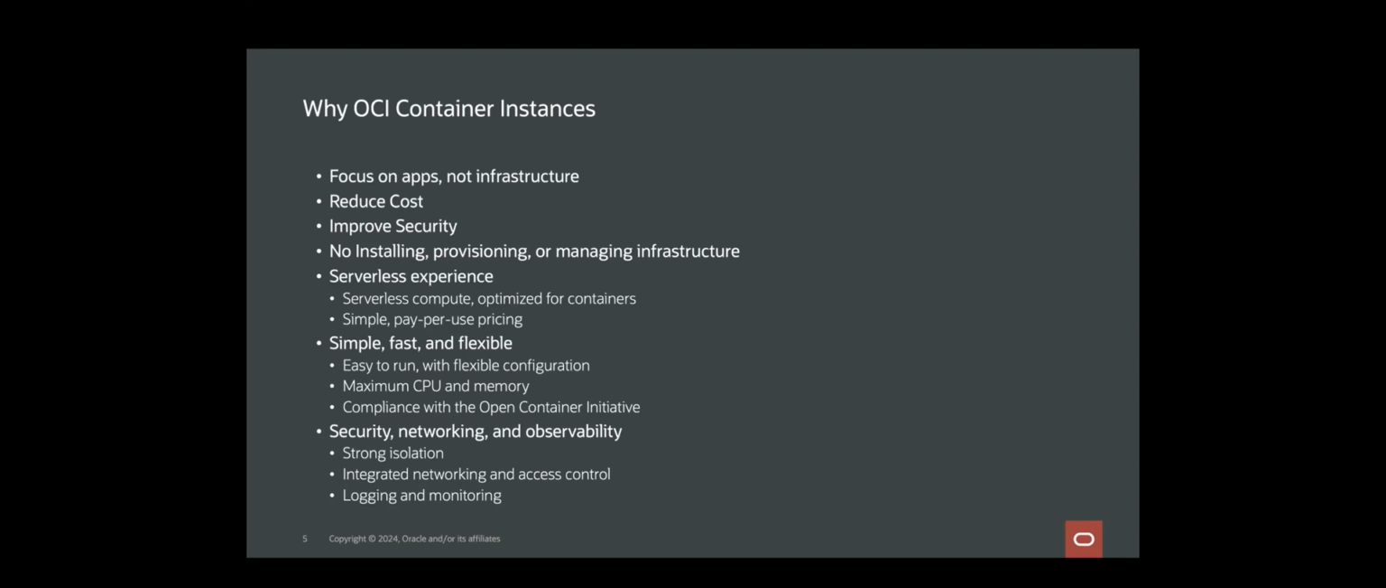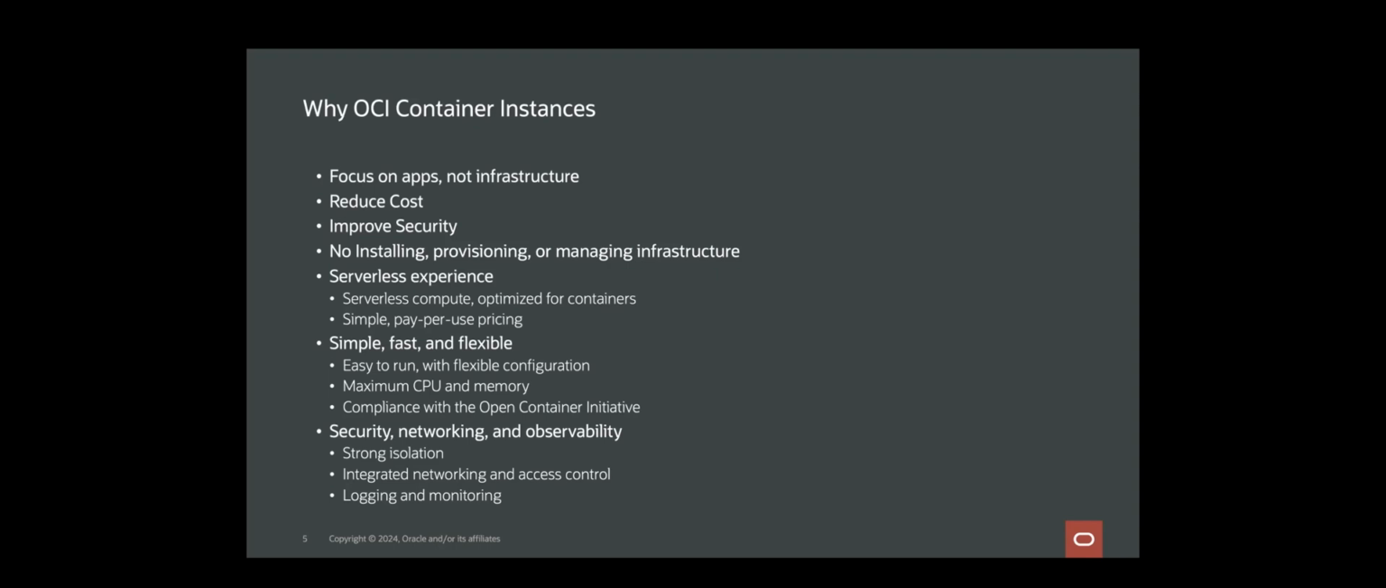For security, networking, and observability, I already mentioned the strong isolation. It provides a very dedicated environment with strong isolation, the same as a VM, and it's also integrated with networking and access control. Each container instance is connected to a subnet in your VCN, virtual cloud network, ensuring secure communication. Optionally, you can assign a public IP to a container instance if the containers need public access. Or you can use OCI Identity and Access Management, where you can configure policies to access other services from the container instances.